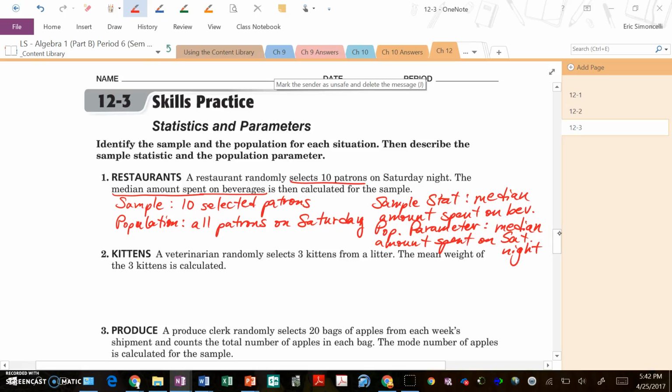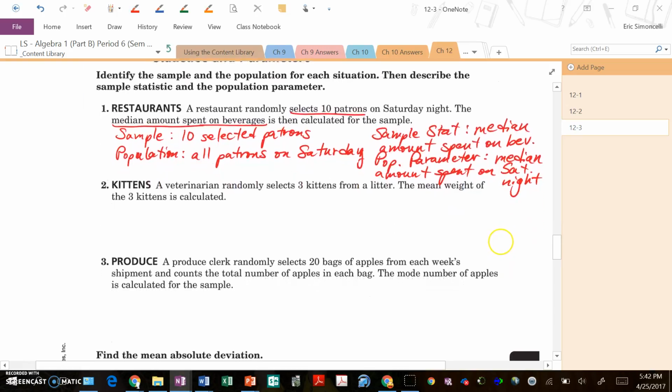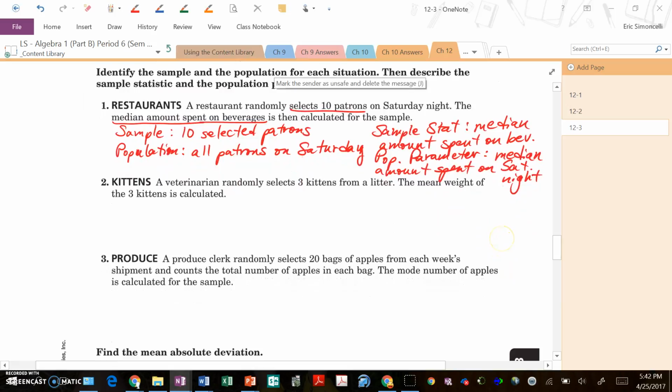Let's take a look at another one. I'm going to actually jump to problem number 3 and do the produce problem. And we'll take a look at some other questions after that, doing some math. Produce. A produce clerk randomly selects 20 bags of apples from each week's shipment and counts the total number of apples in each bag. The mode number of apples is calculated for the sample.